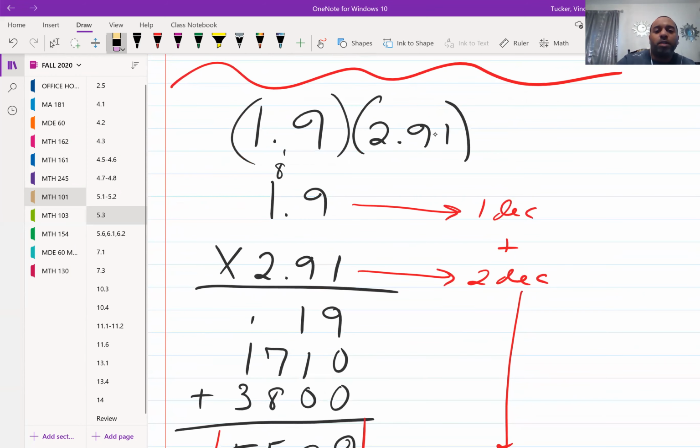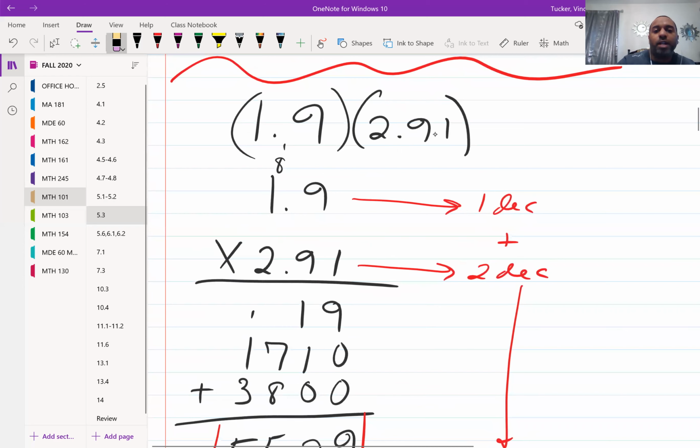All right. Same type of deal here. We have 1.9 times 2.91. So once again, you ignore the decimals and you multiply accordingly. 1 times 9 is 9. 1 times 1 is 1. And that gives us 19 right here.